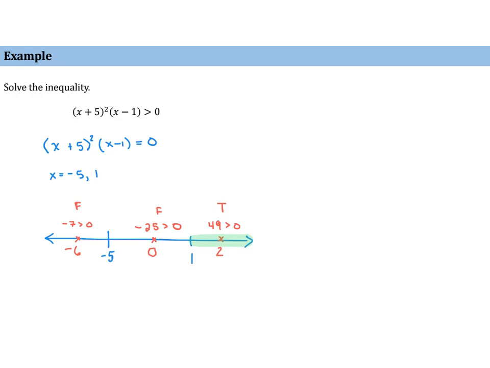And the question is now, do we include 1? Well, 1 makes our equation true. So it would make this quantity equal to 0. We don't want equal. So we will not include the 1. So our answer will only be 1 to infinity.